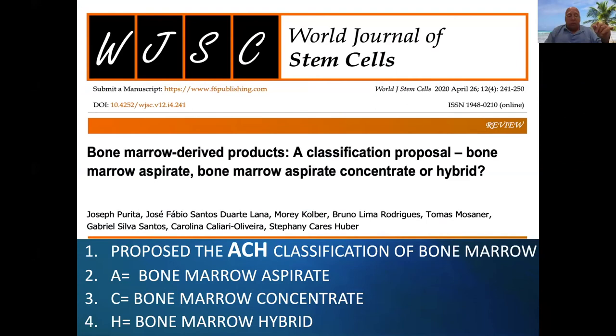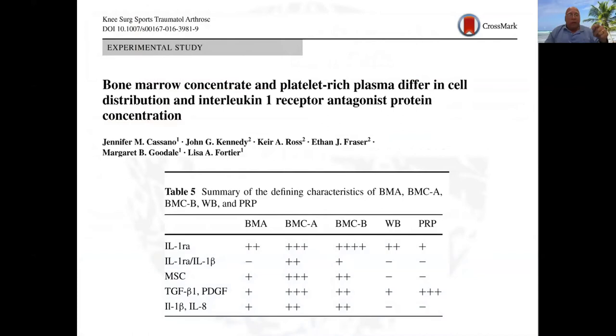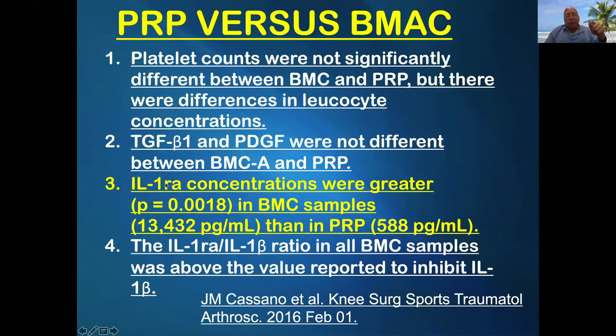And now the next step is, Dr. Lana may talk a little bit about it. We use bone marrow that will also have in it possibly some clotted bone marrow. We think that may even make things work even better. So we'll have to go back and write another paper about this. And again, when we look at bone marrow versus PRP, look at interleukin-1 antagonist. Look at the amount there. 13,400 versus 588, same amount. So that's why you want to use bone marrow many times. It's just going to give you a much better chance of success.